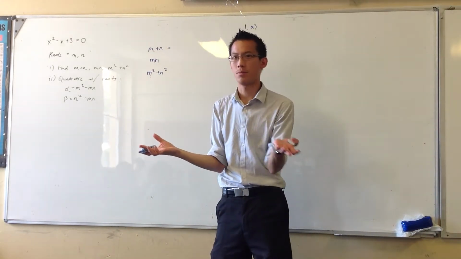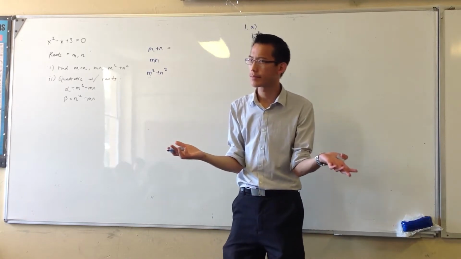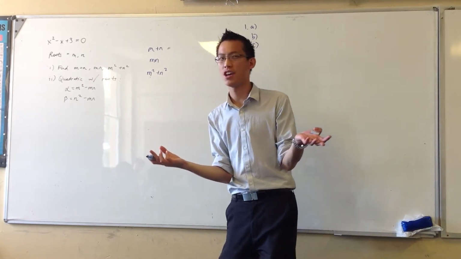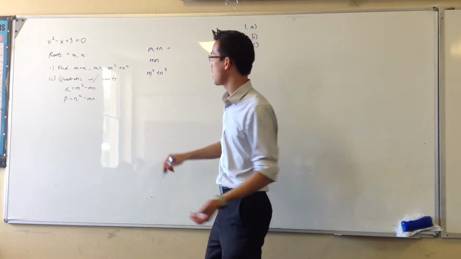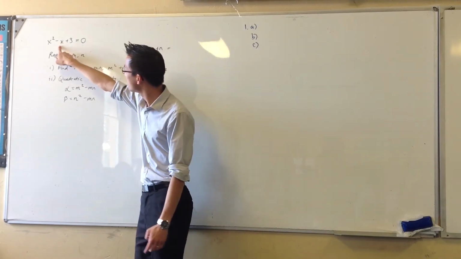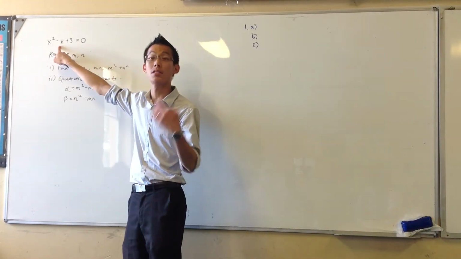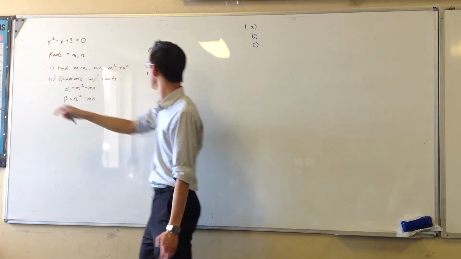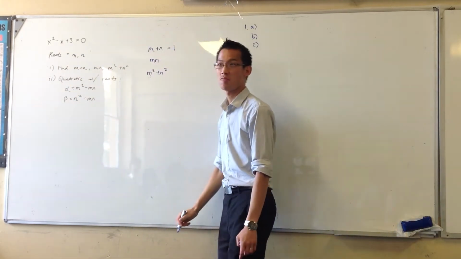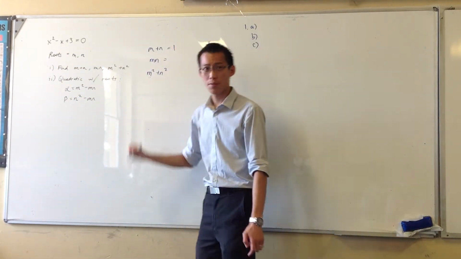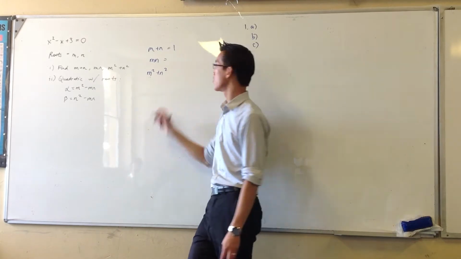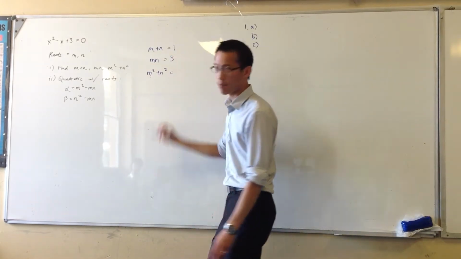What's the result? Remember, what fraction is it? Minus b on a, right? So minus b would be positive 1, and a is also 1. So that's not too hard. Okay. Product of roots is c on a, right? Which is 3.